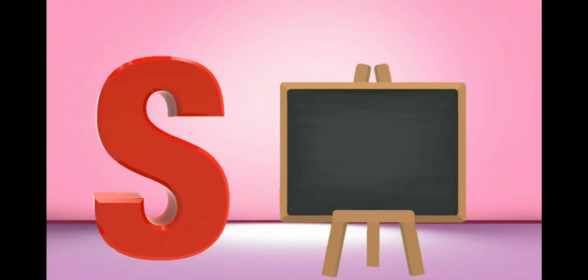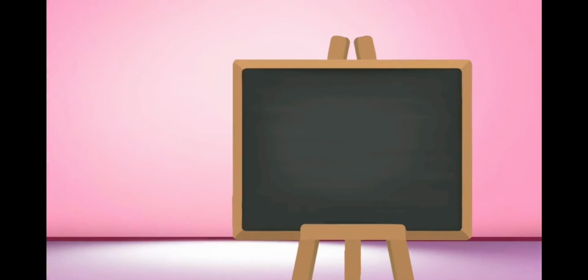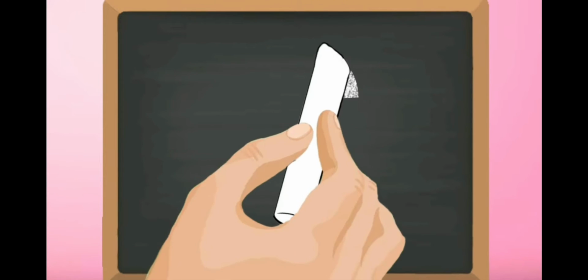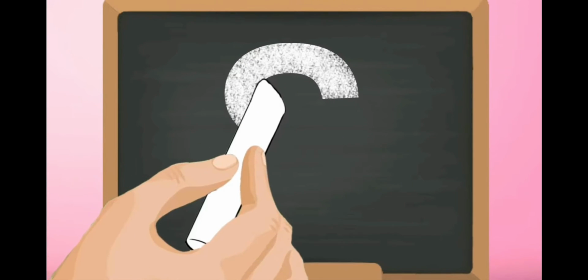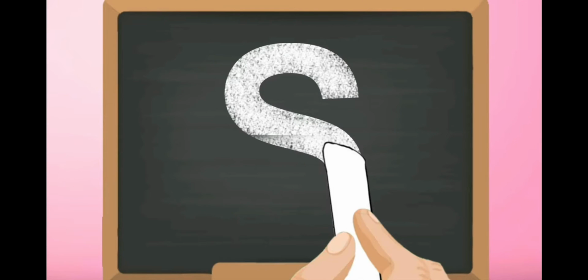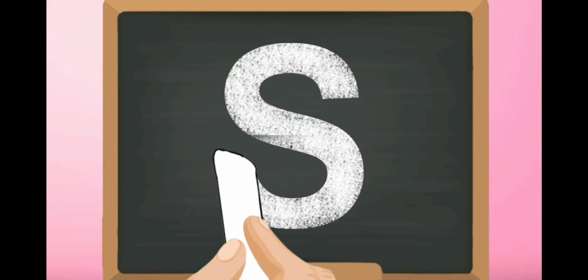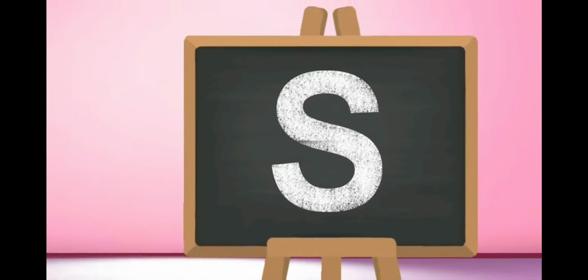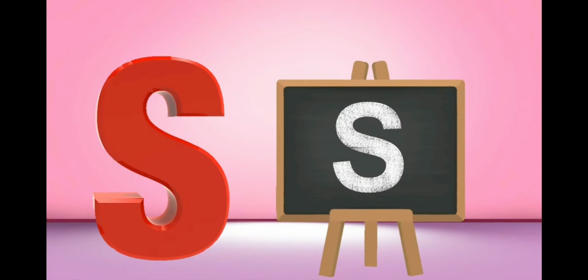S, capital S. Start from the top and swing to the left and create a curve. Now swing to the right and create another backward curve at the bottom. Capital S.